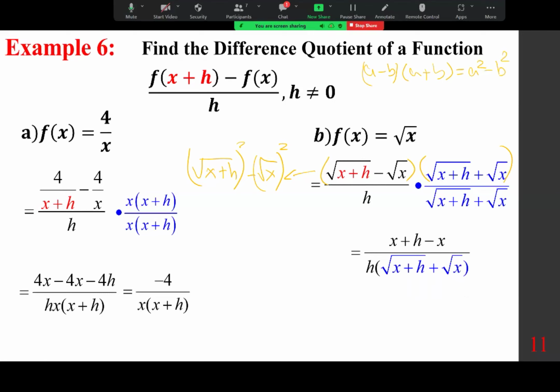Clearly, x and minus x cancel each other. The numerator remains with h and h only. It can cancel the h in the denominator. When you cancel it, you replace it with 1, and the final answer is 1 over the square root of x plus h plus square root of x. So you are rationalizing the numerator in this case, okay?